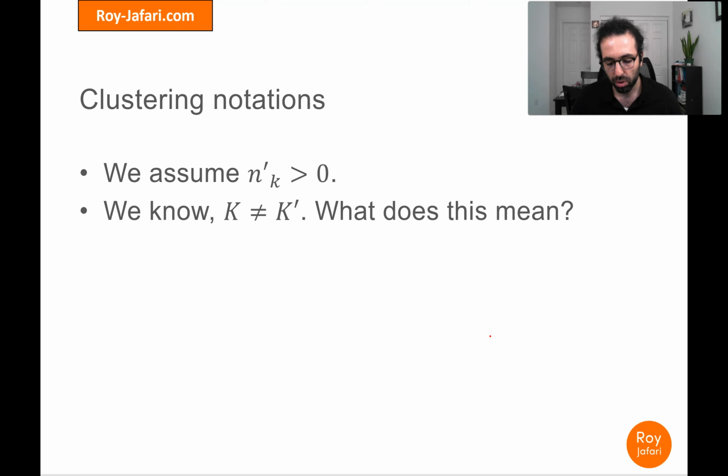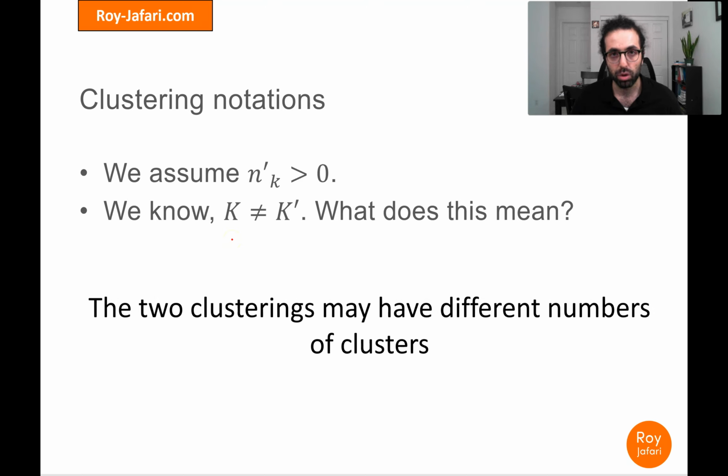We know that K and K prime could be equal or not equal to one another. It's not mandatory for us that, let's say, one clustering has two clusters, the other clustering that we're trying to compare it with may have three clusters. So there is no obligation that we have the same K.